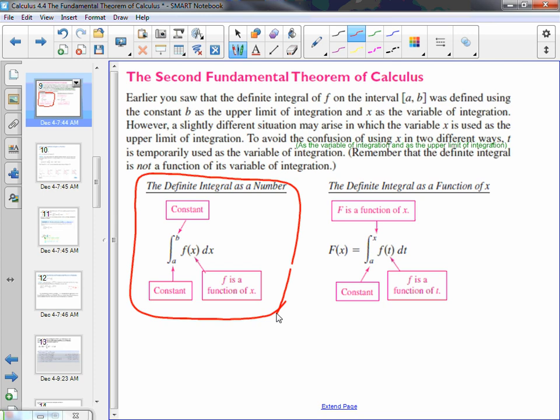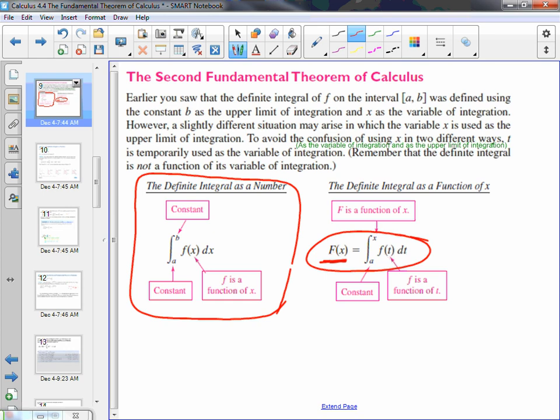But if we write it this way, like they have on the right here, the definite integral is a function of x. Notation troubles again. Capital F of x, okay, so they're telling us it's a function of x, equals the integral from a to x, a is a constant, x is x, of f of t dt. So we've just defined it this way. Okay, so now we're calling the definite integral a function of x, and we've defined it this way. What does this do for us?